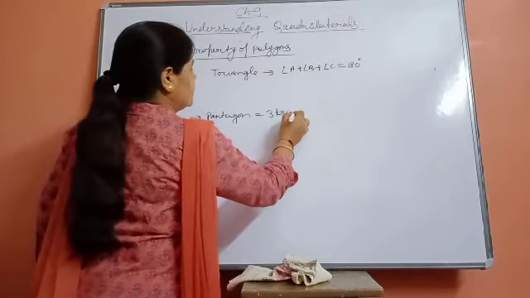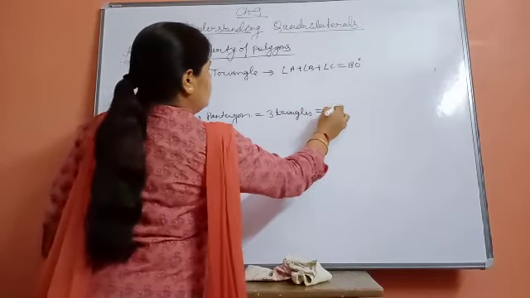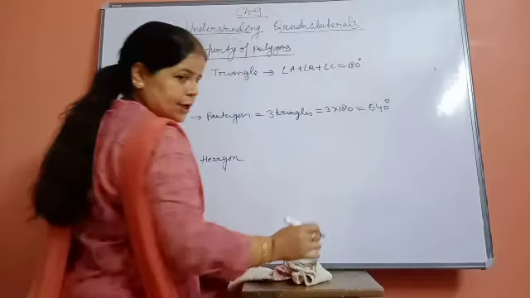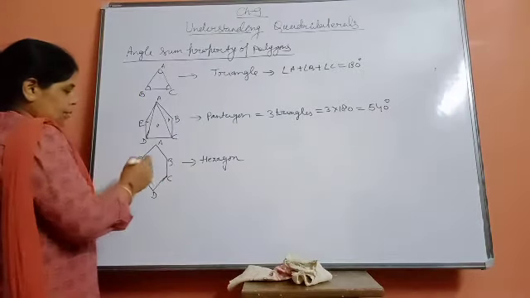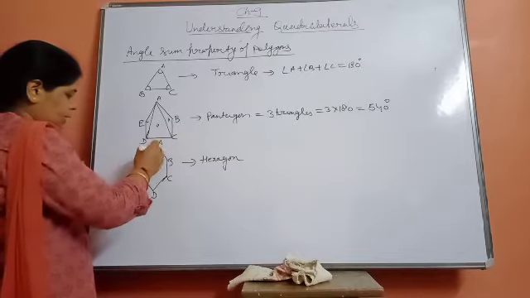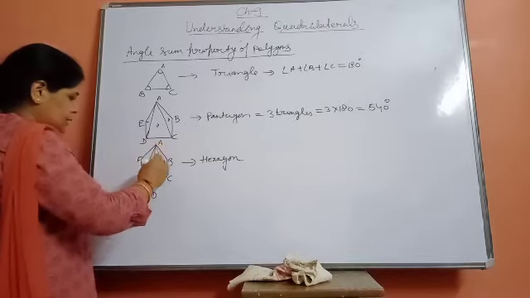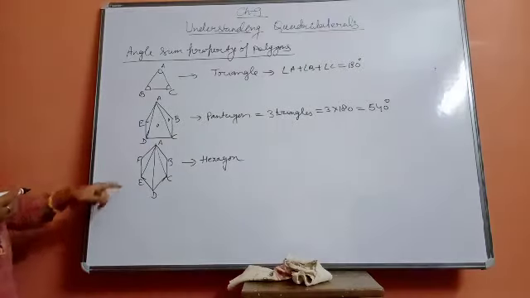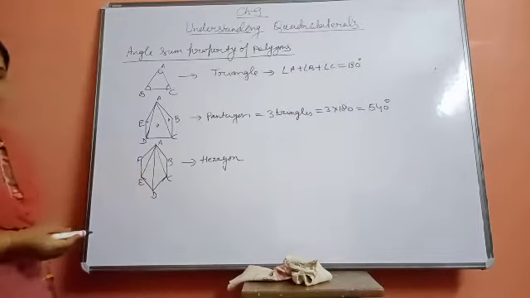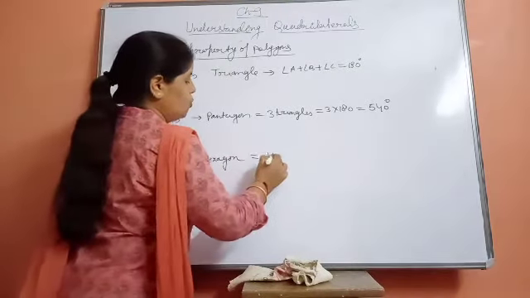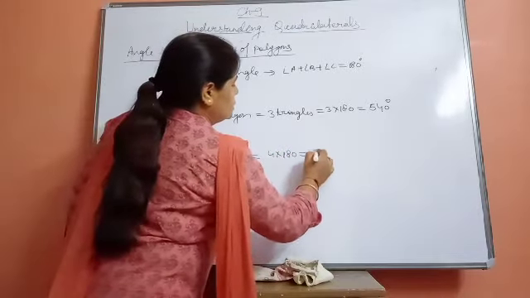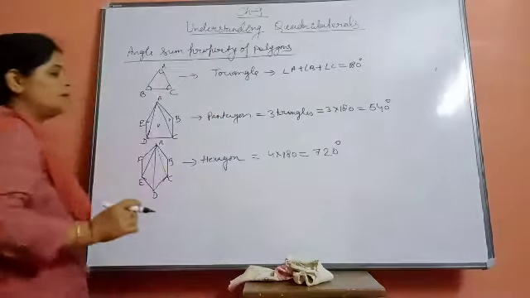And what will be their sum? 3 into 180. So what will be the sum of the interior angles? 540 degrees. Now I am going to do the hexagon. See, I am joining A to E. I get the first triangle, then AD, and then AC. Now tell me, how many triangles is it divided into? 1, 2, 3 and 4 triangles. So 4 into 180. How much? 720 degrees will be the sum of the interior angles.